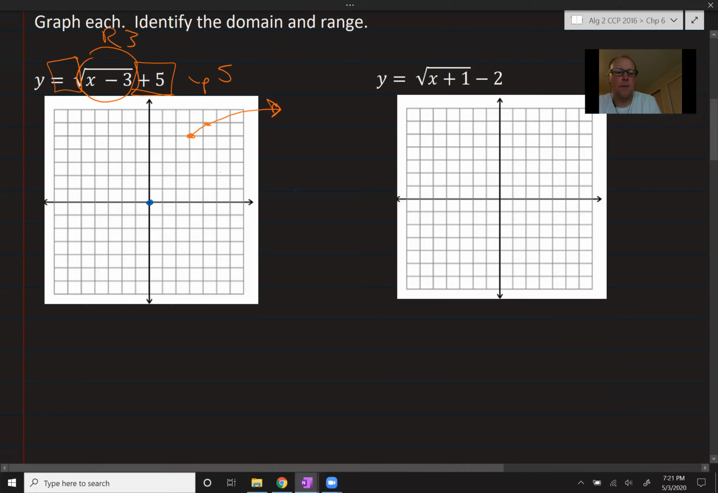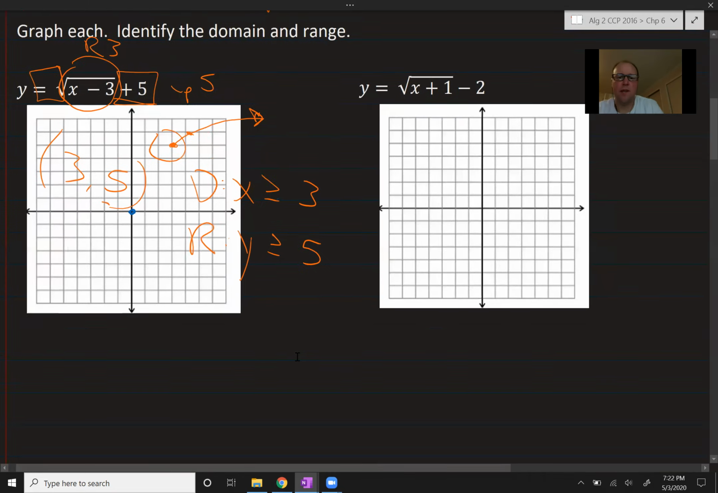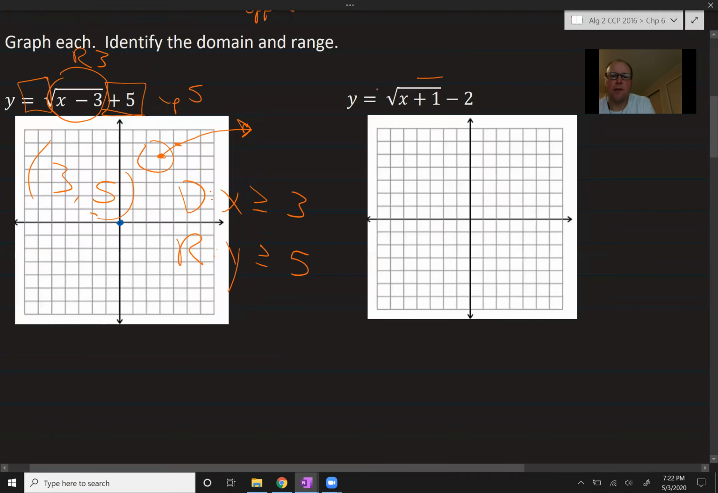So my domain, x is greater than or equal to, and here's where I think it is helpful to write the ordered pair right here. So that ordered pair is actually 3, 5. The x value is 3. The range is going to deal with 5 because that's the y value, and it also goes up, so greater than or equal to. So that's how we handle dealing with those domain and range as we get a translation. So hopefully you're saying, I remember a lot of this, and that's a good thing.